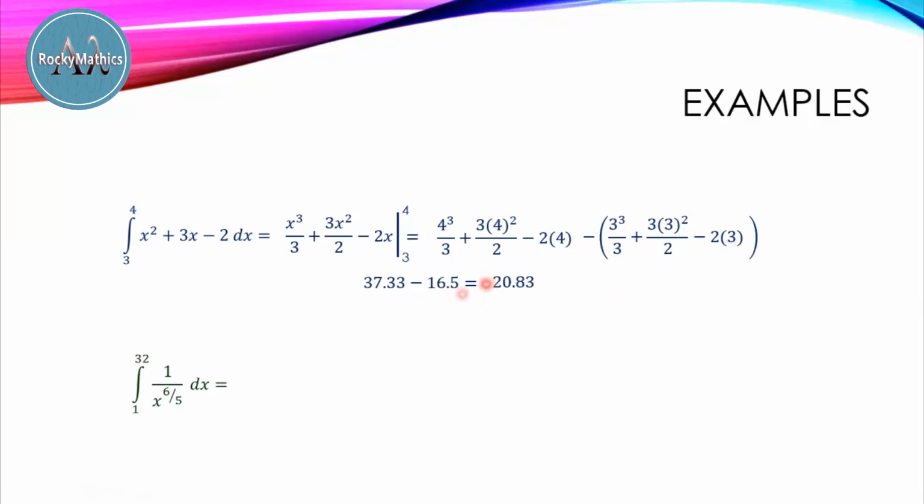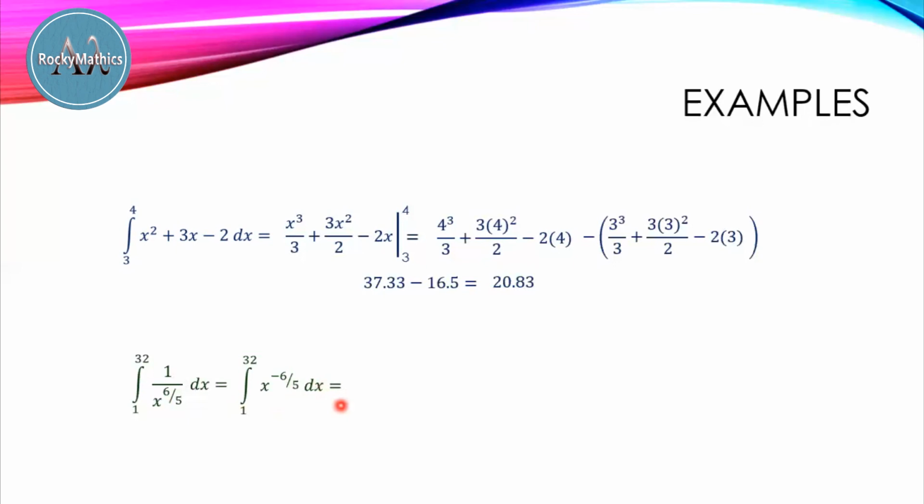Now, another example, we have the integral of 1 over x raised to 6 over 5 dx, evaluated from 1 to 32. So again, how do we get the antiderivative of this? It's easier to compute by rewriting this expression as a power. So x raised to negative 6 over 5 is just equal to this.